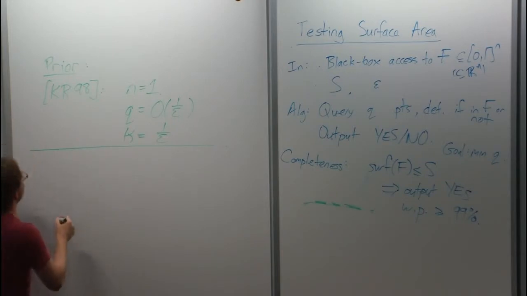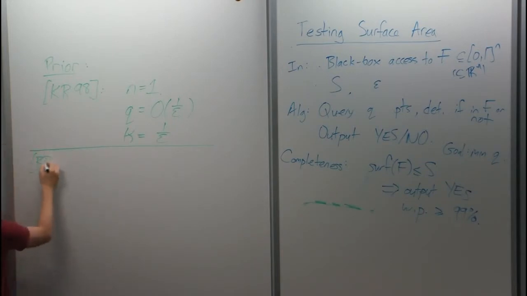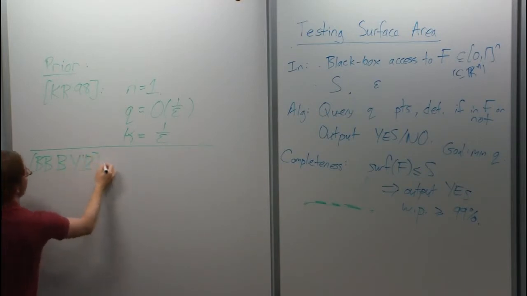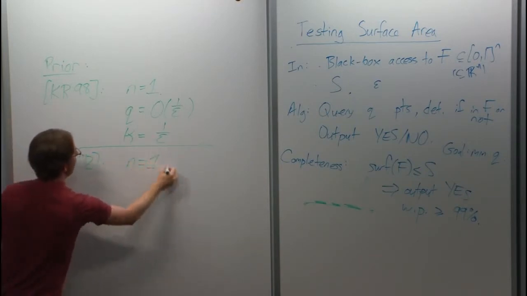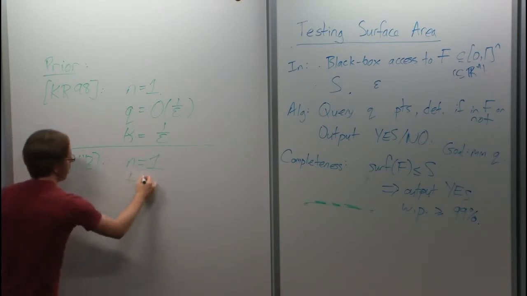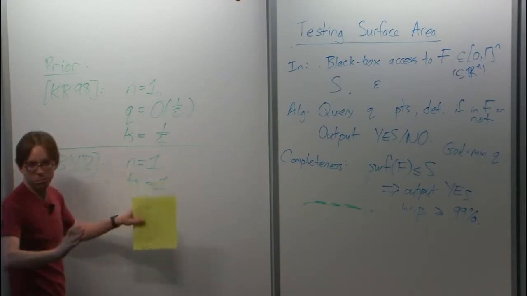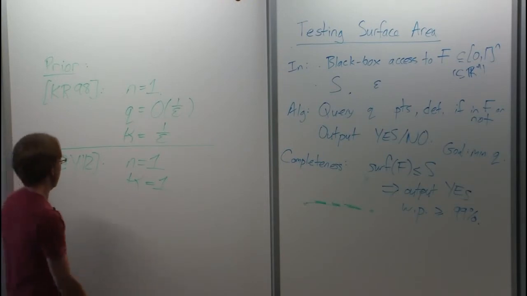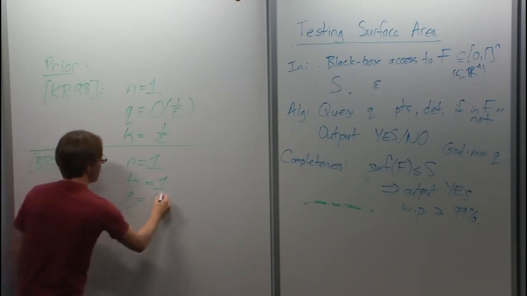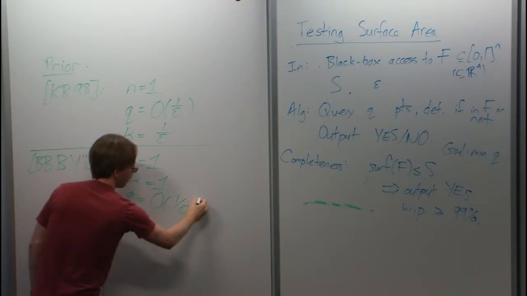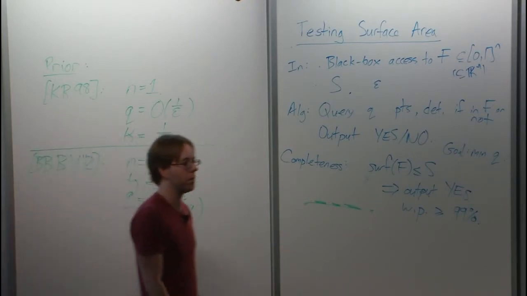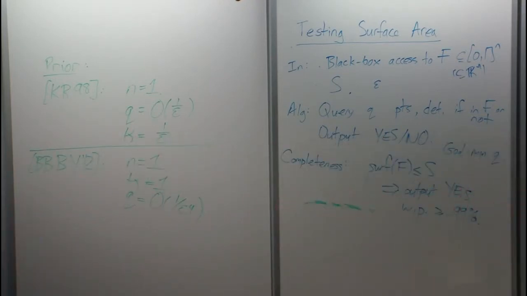This was essentially improved in a recent work by Volkan, Blais, Blum, and Yang. They also only focused on n equals 1, but they had no approximation factor. I mean, they just solved the problem precisely, kappa equals 1, and their query complexity was polynomial. It was 1 over epsilon to the 4th, so that's great. I mean, they solved it for 1 dimension. You'll see the algorithm in a second.